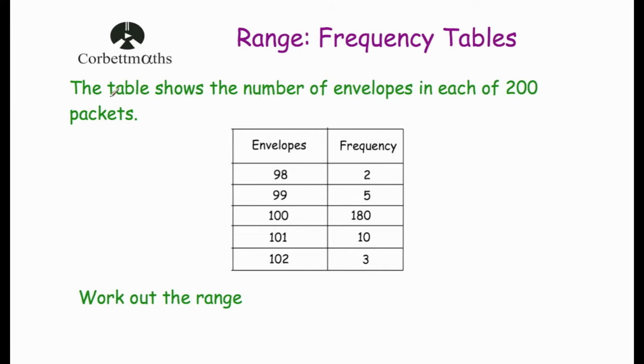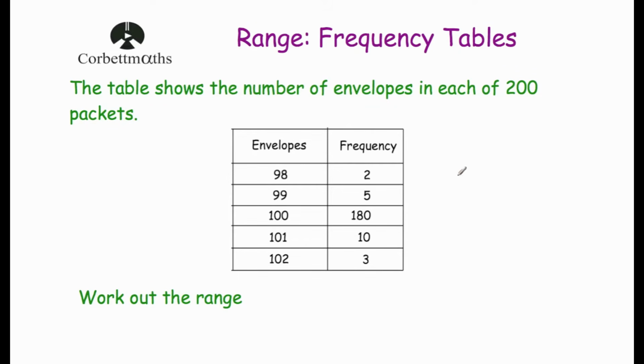Our next example says the table shows the number of envelopes in each of 200 packets. So there are packets of envelopes, and looking at the frequency, I'm guessing the packets should contain 100 envelopes. In the frequency table, 98 has a frequency of 2, 99 has a frequency of 5, 100 has a frequency of 180, 101 has a frequency of 10, and 102 has a frequency of 3.